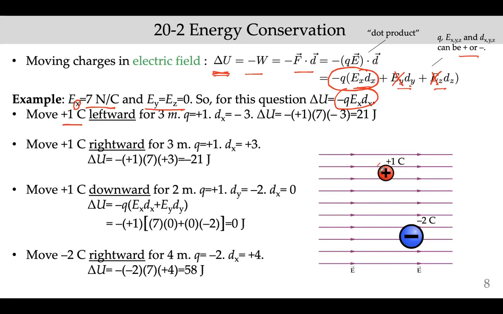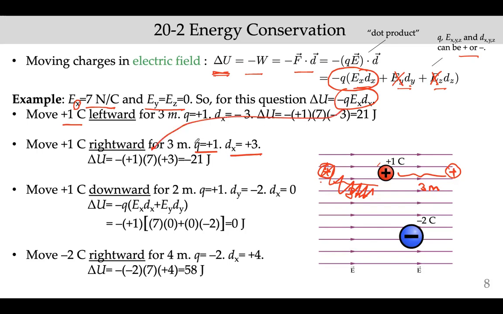We will move this to here, and this is 3 meters. So the charge is +1, and the displacement, sorry, we will move it rightward. So we will move it here. And this displacement is 3 meters. So dx is plus 3. And so now apply this formula.